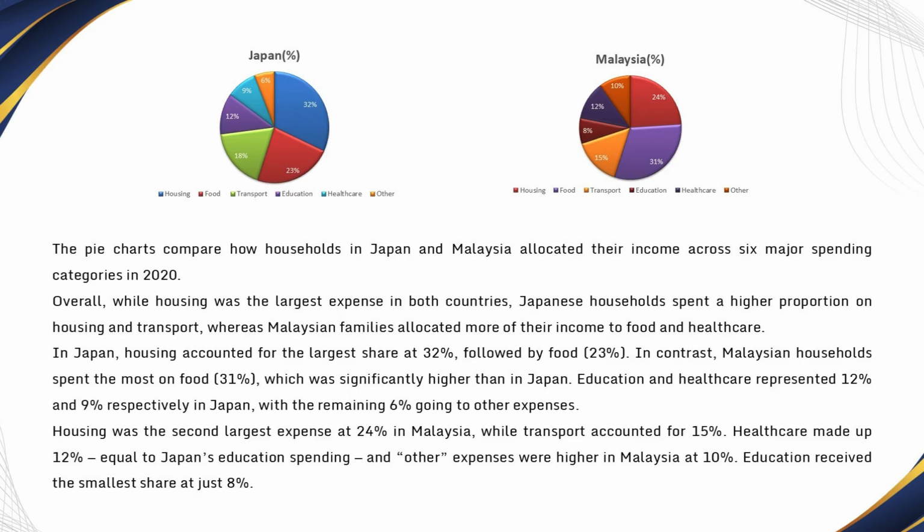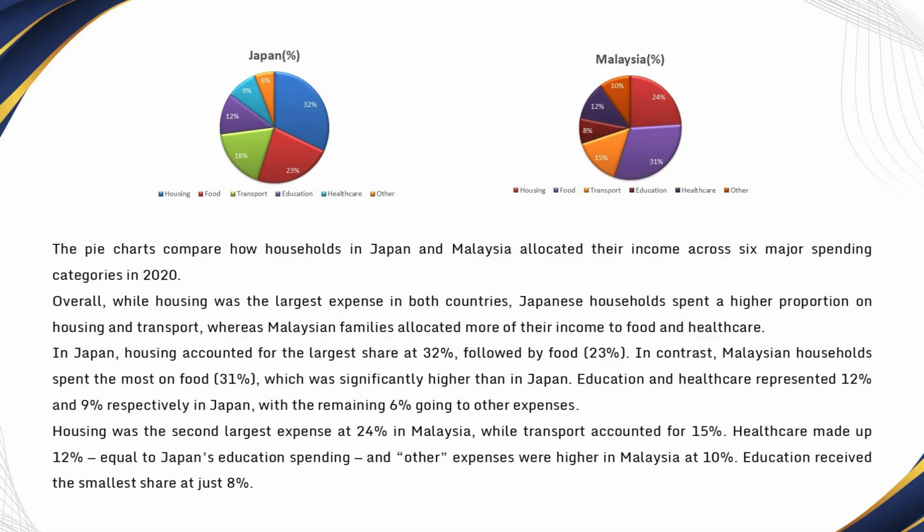Let's look at this first example: 2 pie charts comparing how households in Japan and Malaysia spent their income in 2020 across 6 major categories. Now, before we dive into the numbers, take a moment to glance at both charts. What do you notice? Which country spends more on housing? On food? That's the first step, scanning the data quickly to spot the big picture. Now, let's look at a high-scoring sample response, breaking down each section step by step.